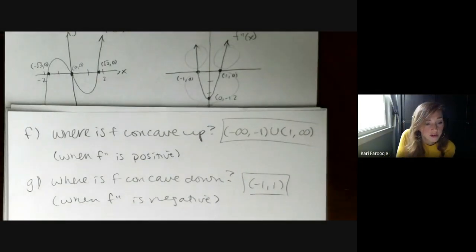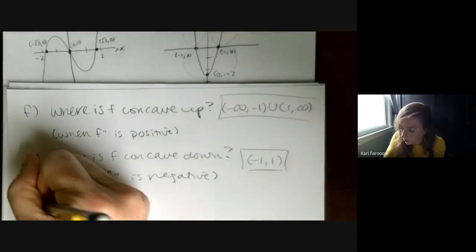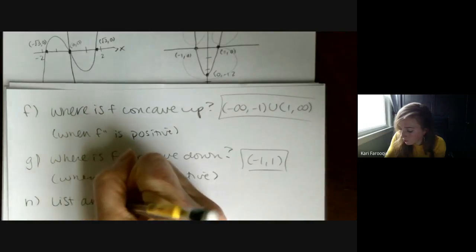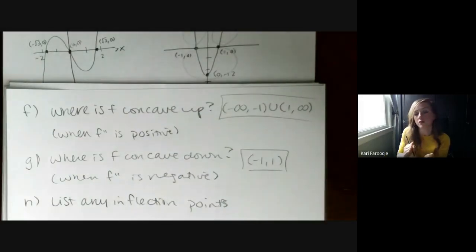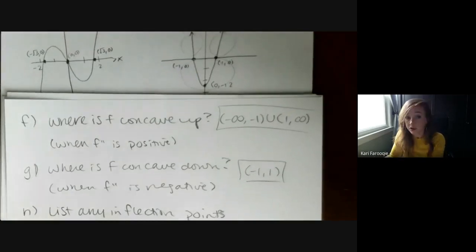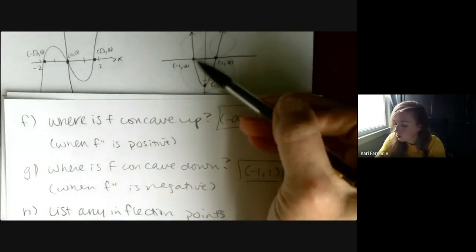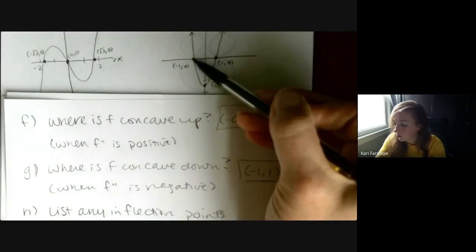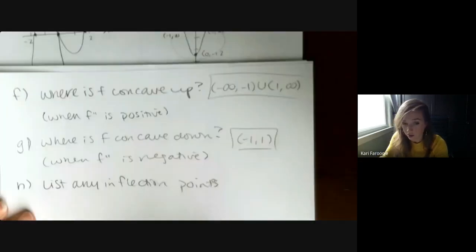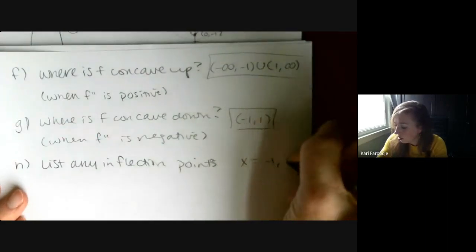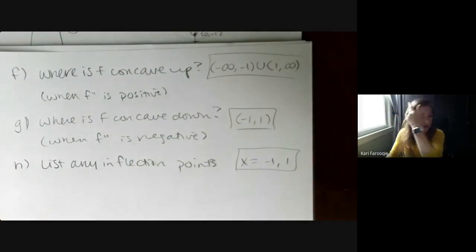And then the last one is list any inflection points, and it just wants the x values. Well, remember, inflection points are not only values that make your second derivative 0, but it must be the case that the concavity changes at those points. And note that in this case, your concavity went from up to down at -1, and it went from down to up at +1. So you would say that both x equals -1 and x equals +1 would be points of inflection on your graph.